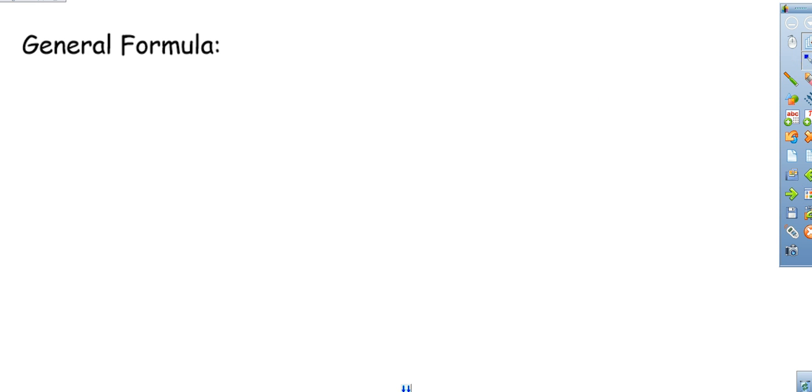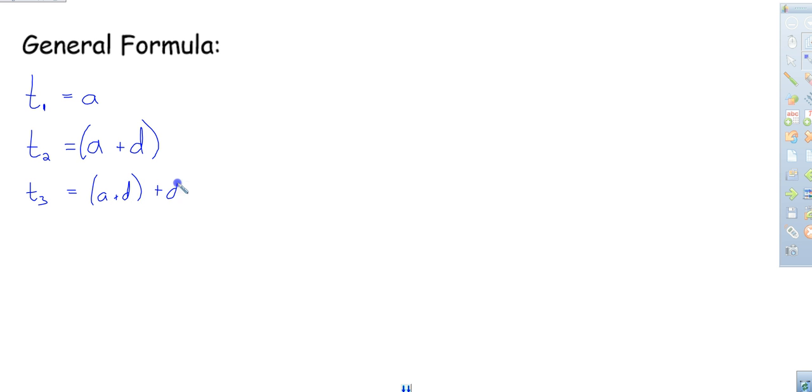Now, the notation that we use for these terms is a lowercase t with a subscript number. Term 1 is just whatever the a value is. So term 2, lowercase t with a subscript 2, will be equal to the a value plus the common difference, which is d. For term 3, we start with the previous term, a plus d, and then add the common difference again, d. Simplifying, d plus d gives a plus 2d for term number 3.